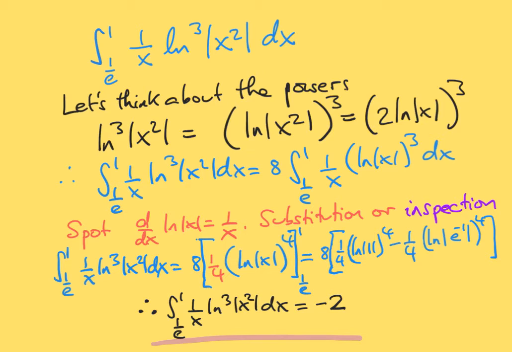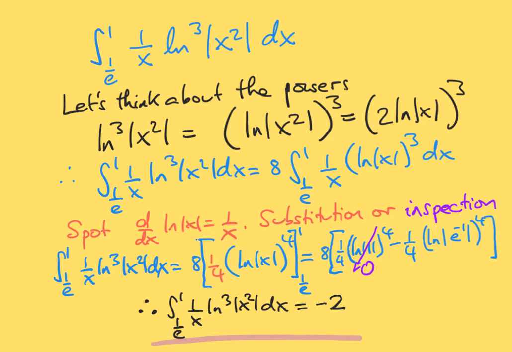So now 8 multiplies everything. I'll just keep big brackets. We evaluate this at x is 1. So we have a quarter times the log of 1 to the power of 4. But the logarithm of 1 is 0. So therefore this will vanish. And then we subtract and evaluate this at the lower limit.